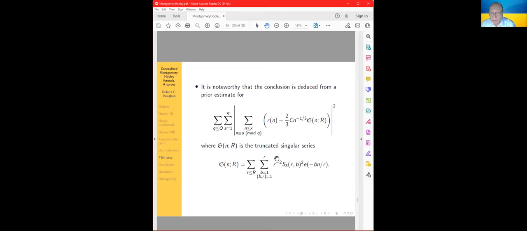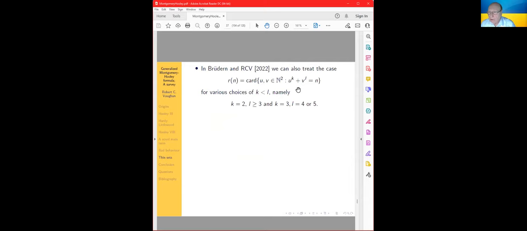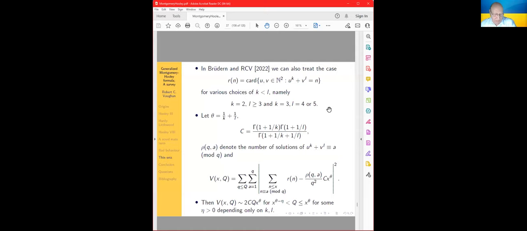Just recently we've been working on something which is even thinner, the sum of a kth power and an lth power, for various choices of k and l, with the same techniques. They're technically quite complicated, but it's doable. I've just listed the results here. We should probably get on. I should probably finish in a second or two.